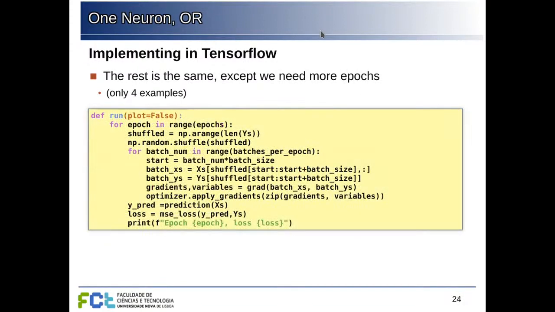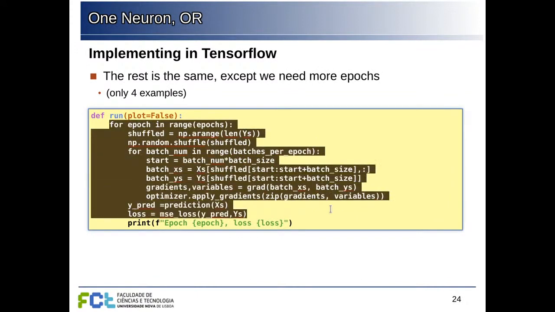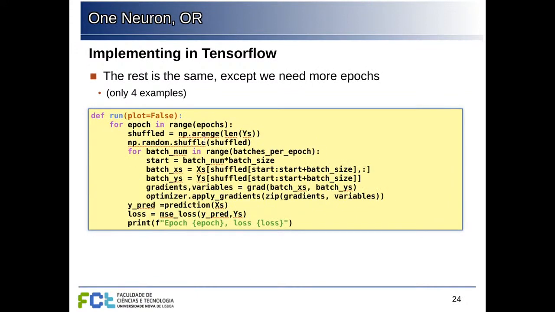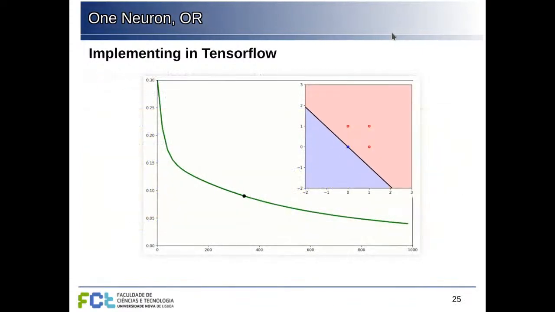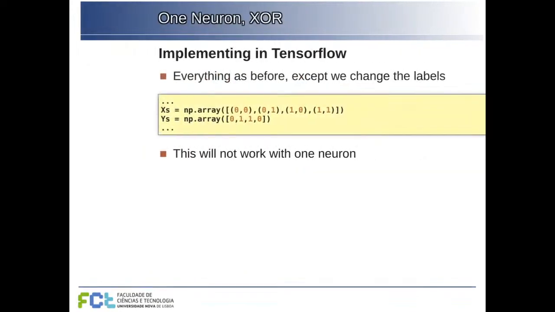Okay, so the OR problem can be solved like this. This part is the same as we saw before. We do the loop, we loop through all the epochs, we shuffle the examples, take the mini batches, compute the gradients for the variables, and apply these gradients using the optimizer that will update our weights. And so the OR function also works. It's linearly separable, and we can distinguish the true values here in red from the false value in blue.